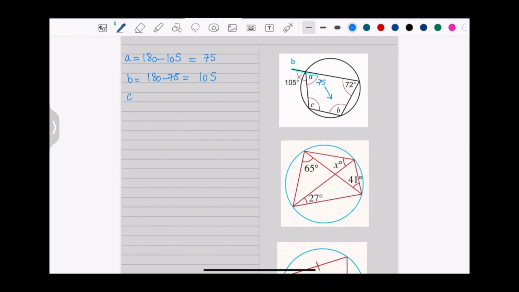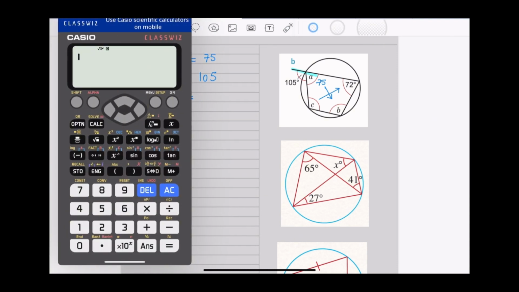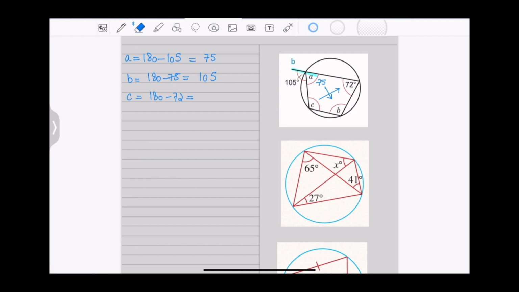Now C is opposite to 72. So you can say 180 minus 72. So 180 minus 72 is going to be 108.